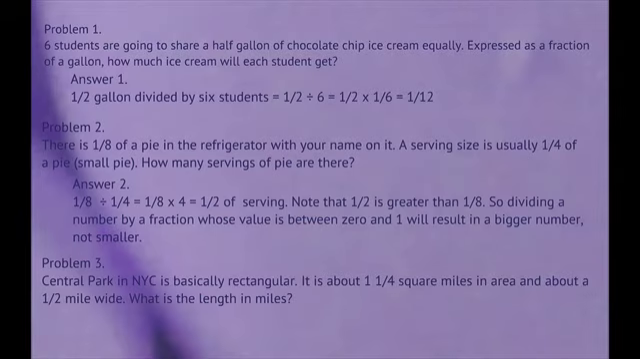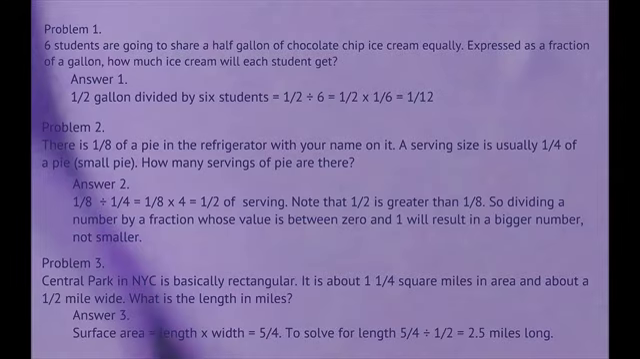And problem 3. Central Park in New York City is basically a rectangle. It's about 1 1/4 square miles in area and about 1/2 mile wide. What is the length in miles? Well, you know that for a rectangle, area is length times width. So the area equals length times width equals 5/4, that's 1 1/4 square miles. So then we will solve for length. 5/4 divided by 1/2 equals 2.5 miles long.